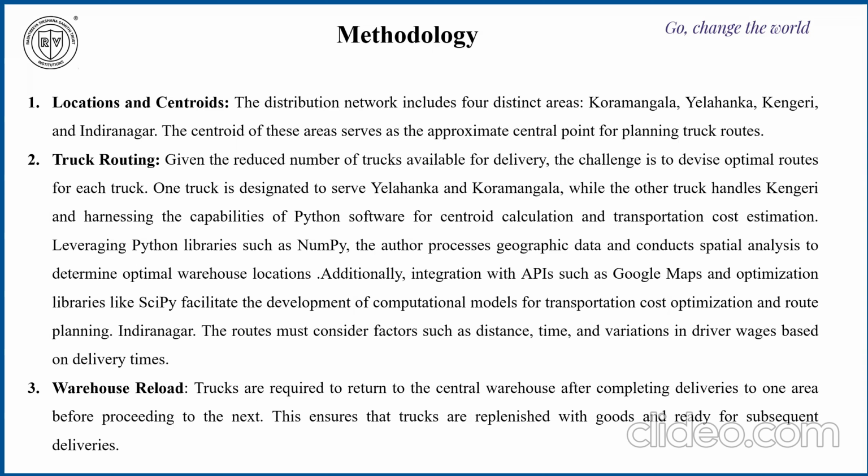The project harnesses the capability of Python software for centroid calculation and transportation cost estimation. We use Python libraries such as NumPy and others to determine the optimum warehouse location. Additionally, integration with APIs such as Google Maps and optimization using libraries such as SciPy facilitates development of a computational model for transportation cost optimization and route planning. We also use other route planning methodologies.